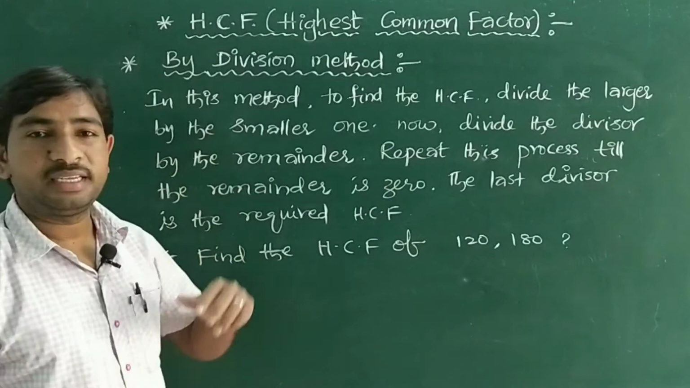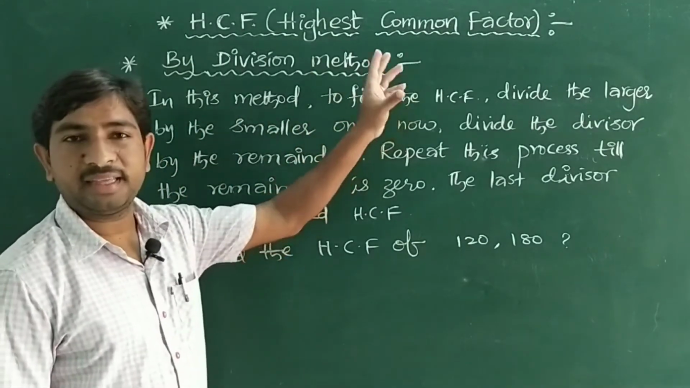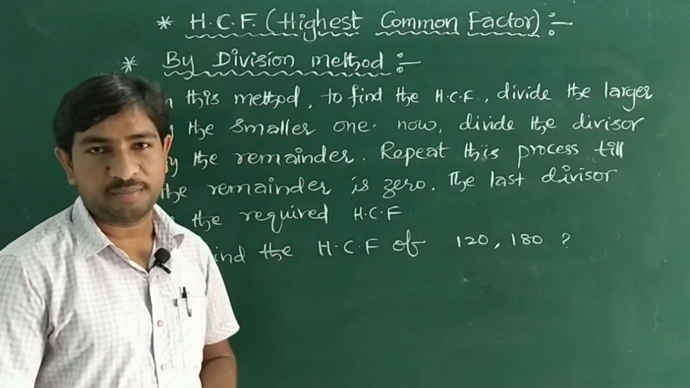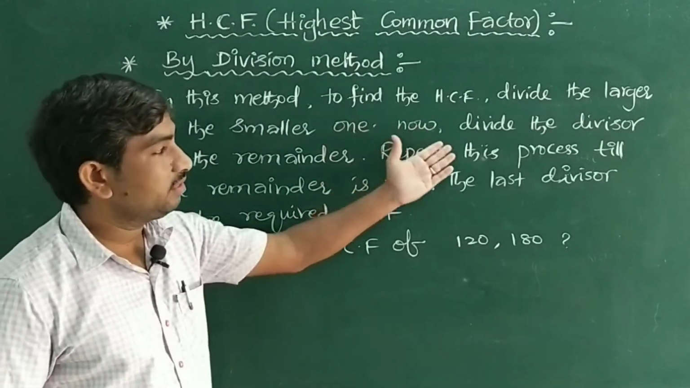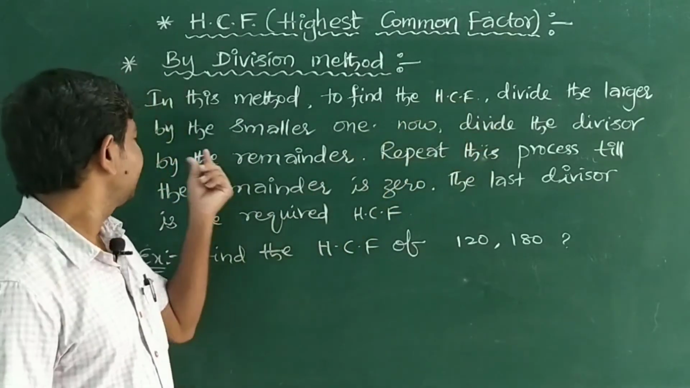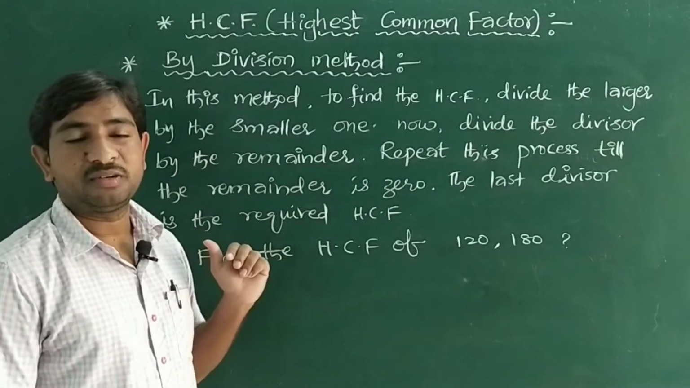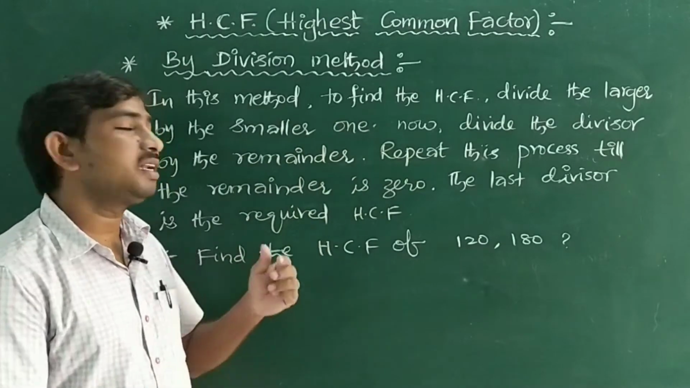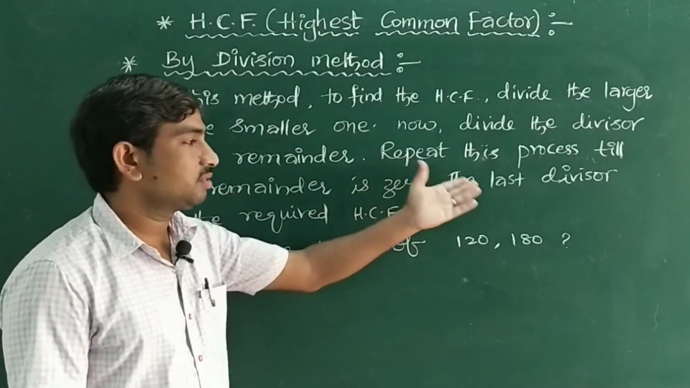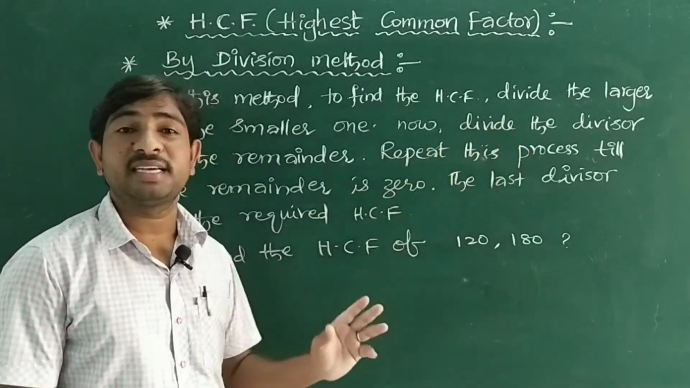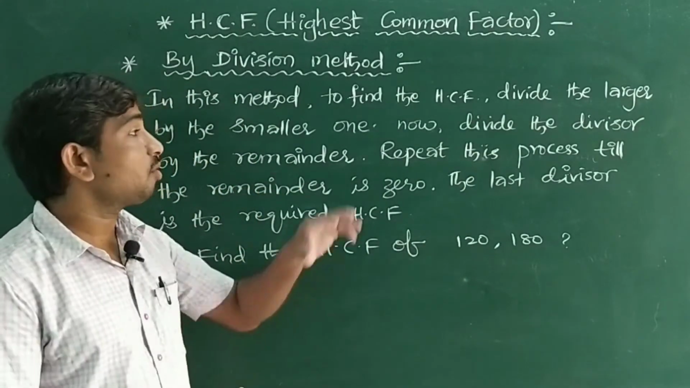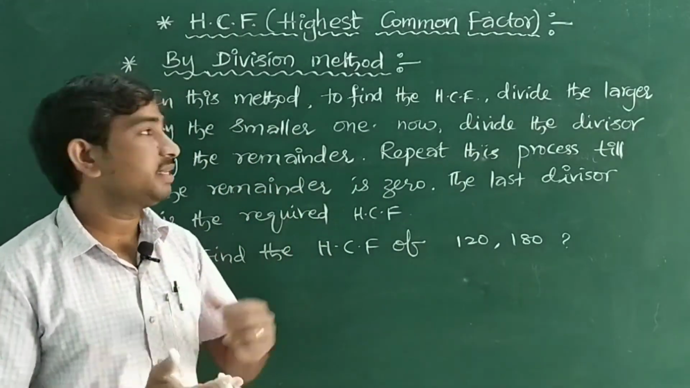How? In this method to find the HCF, divide the larger number by the smaller number. Now divide the divisor by the remainder. Divide the divisor by the remainder, and repeat this process until you get the remainder 0. Then that last divisor is known as the required HCF. This is the process of finding the HCF by the division method.